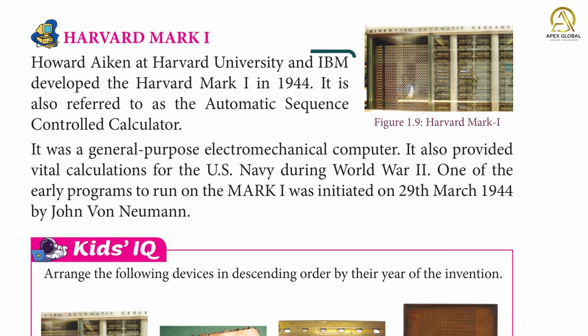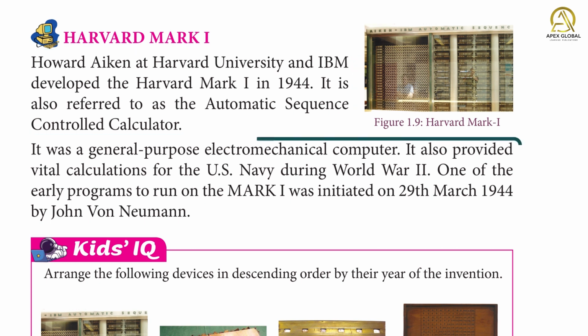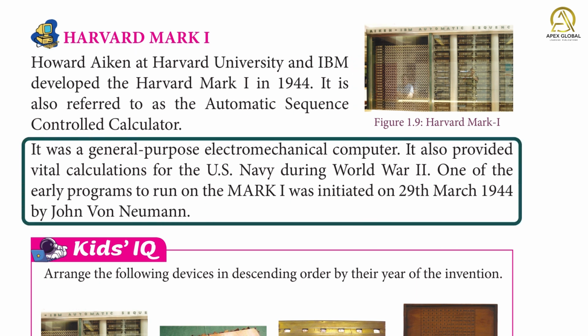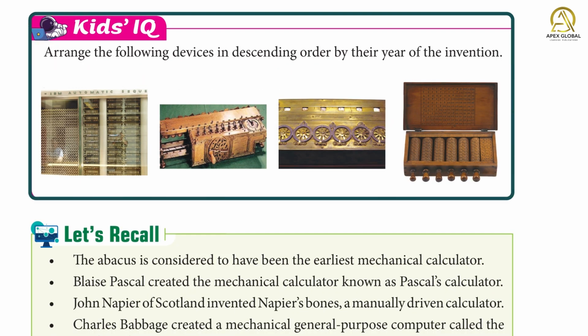Harvard Mark I. Howard Aiken at Harvard University and IBM developed the Harvard Mark I in 1944. It is also referred to as Automatic Sequence Controlled Calculator. It was a general-purpose electromechanical computer. It also provided vital calculation for the US Navy during World War II. One of the early programs to run on the Mark I was initiated on 29 March 1944 by John von Neumann. Get quiz. Arrange the following devices in descending order by their year of the invention.